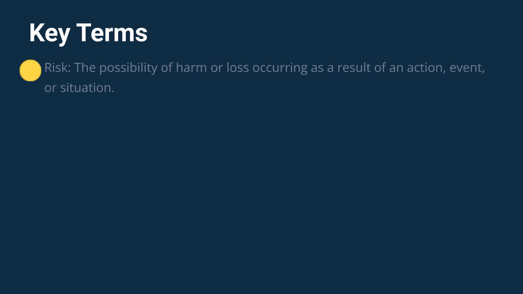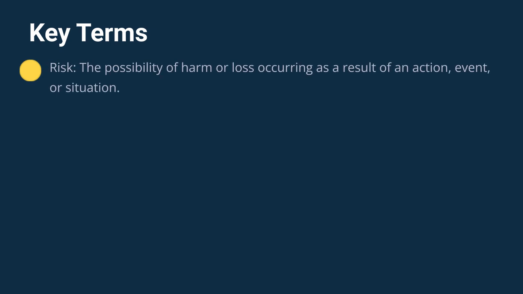But before we get started, let's look at some key terms and definitions that we will be coming across throughout this video. Let's start with the definition of risk. Risk refers to the possibility of harm or loss occurring as a result of an action, event, or situation. It is a measure of the likelihood and severity of a negative outcome, and is often expressed as the product of the likelihood and consequence of an event.